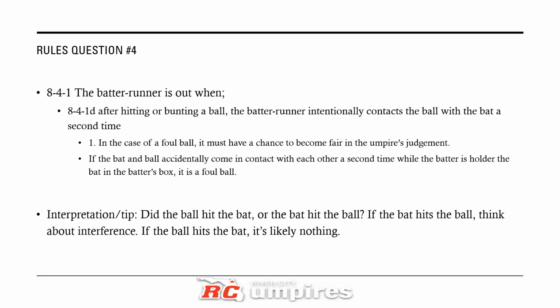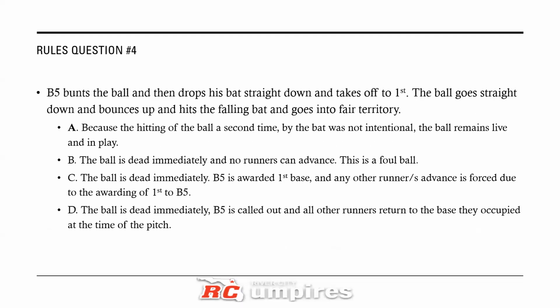So the interpretation on this is, did the bat hit the ball or the ball hit the bat? If the bat hits the ball, think about interference. It's not always. If the ball hits the bat, it's likely nothing. So the answer to this question was, because the hitting of the ball a second time by the bat was not intentional, the ball remains live and in play.